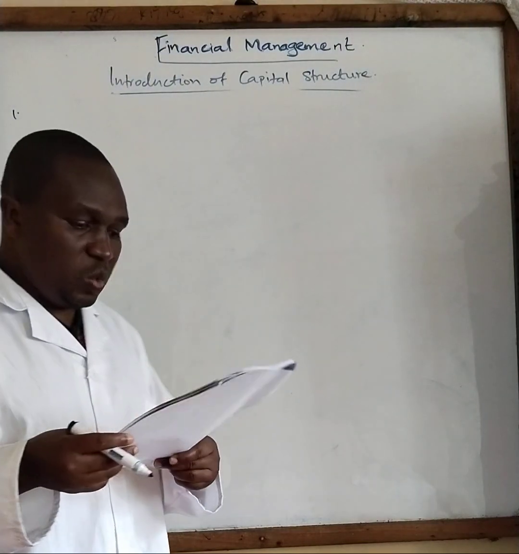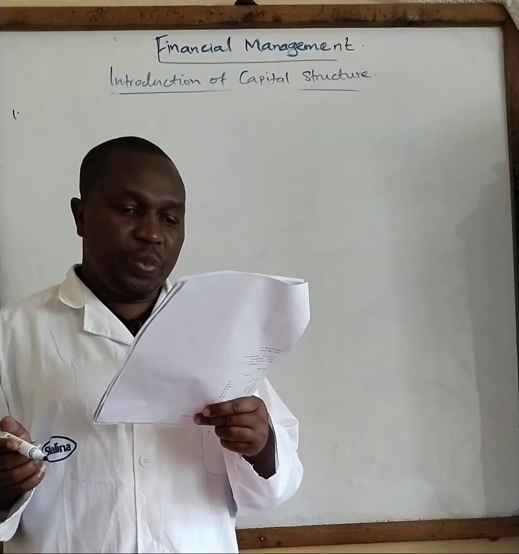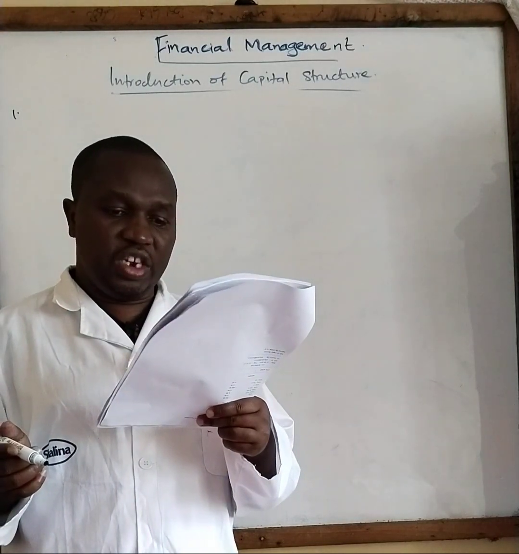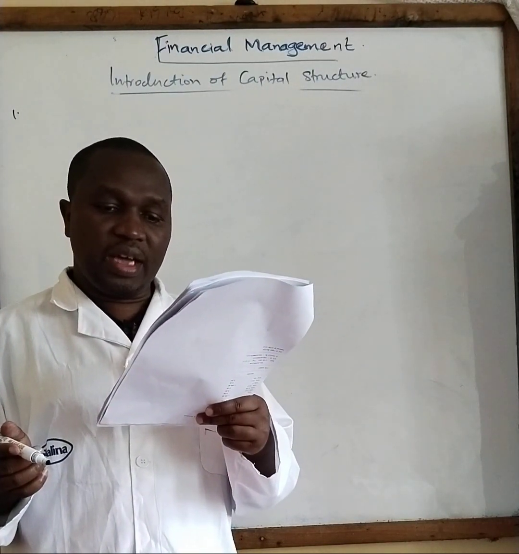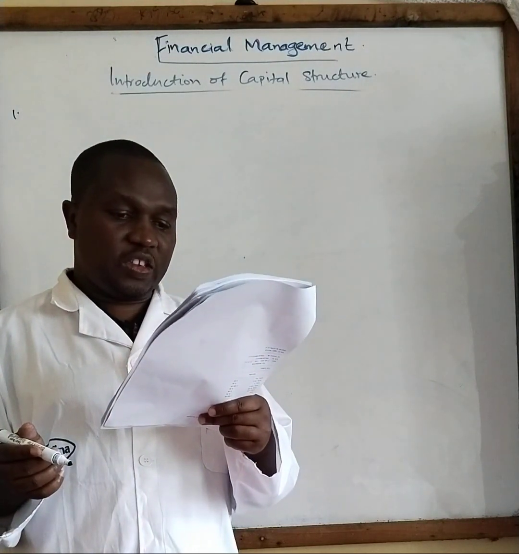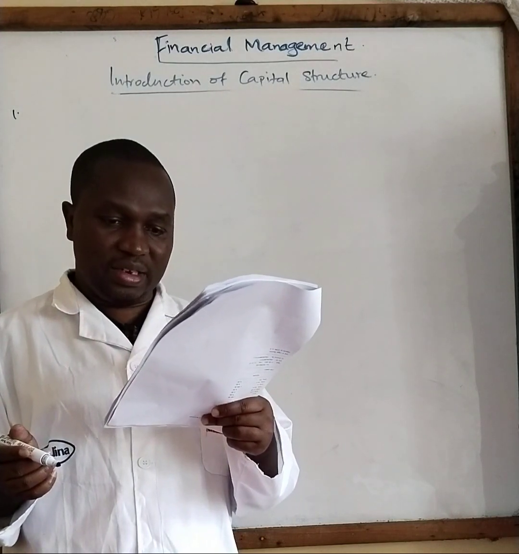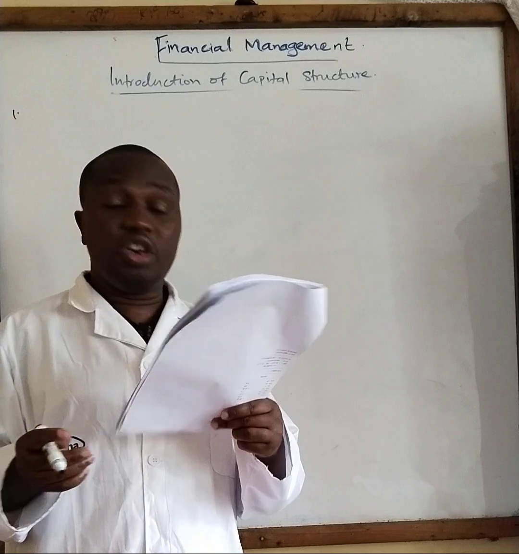Example 1 says, assume that the market price of the Jubilee company stock is 40 shillings. The dividend to be paid at the end of the coming year is 4 shillings per share and is expected to grow at a constant annual rate of 6%. Determine the cost of common stock.